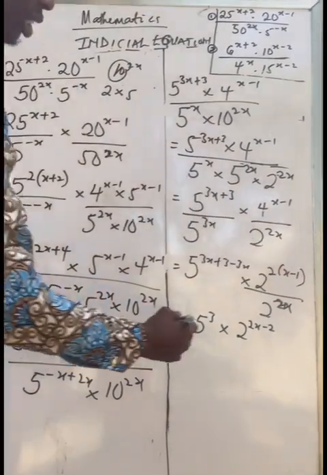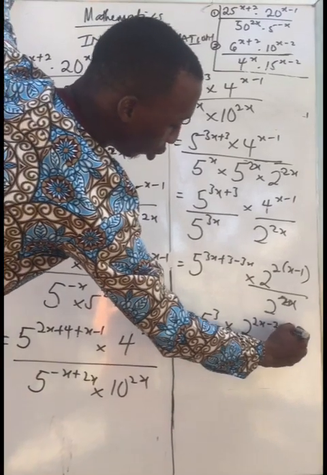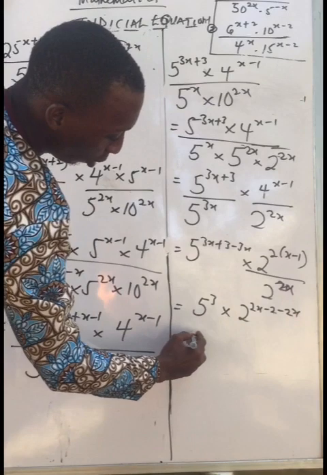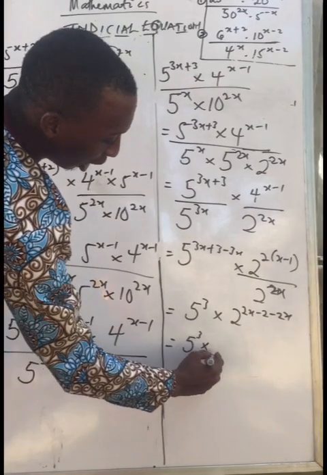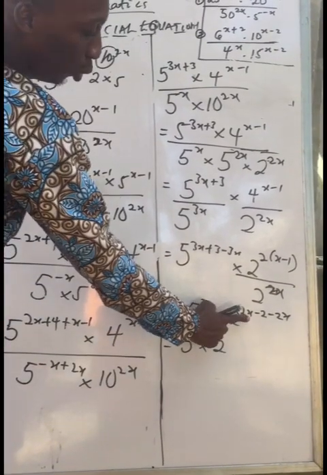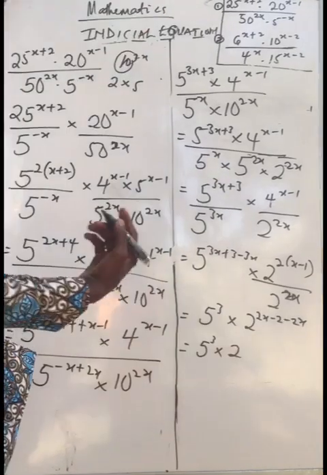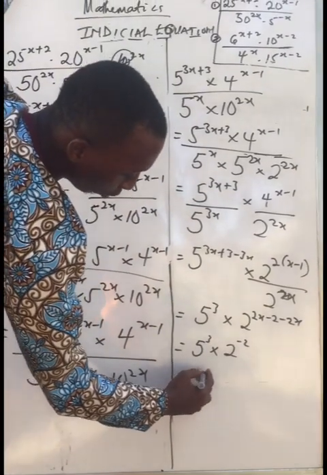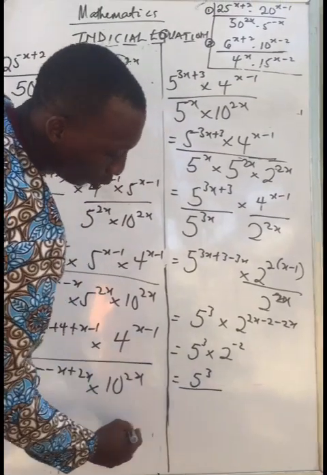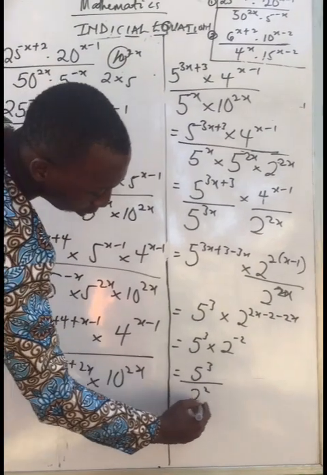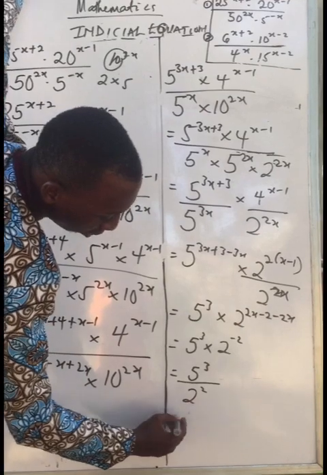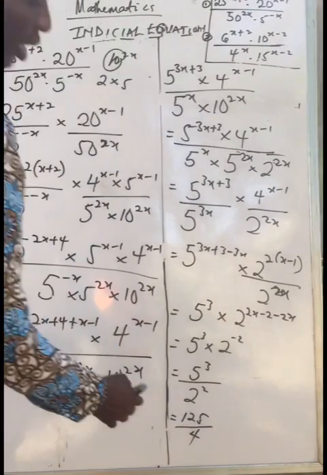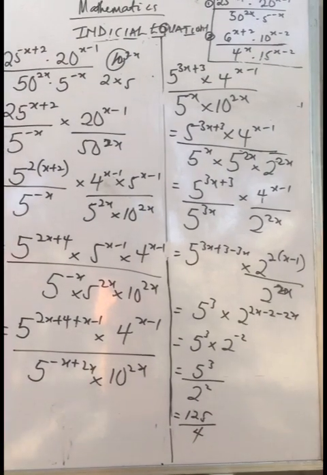Remember, there is a division here. Division guarantees you to subtract the powers. So you end up having 5 raised to the power 3 times 2 raised to the power. Now, 2x minus 2x is 0. Then there is a negative 2 here. So this one gives us 5 raised to the power 3 all over 2 raised to the power of 2, which is 125 over 4. And that is my preferred answer.